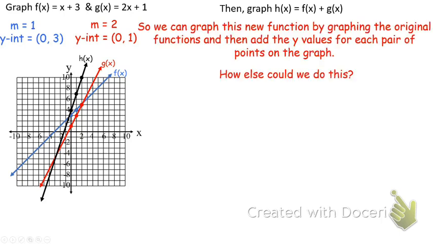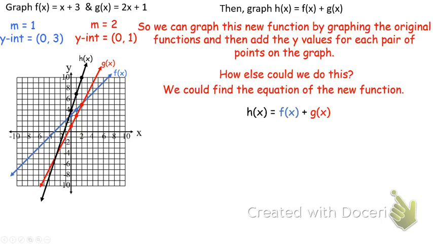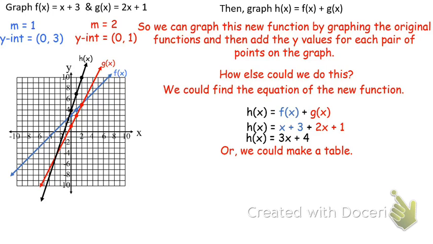But we could also do it just like we did the other problems. We could add the equations together. F of x and g of x could be substituted in and added together. X plus 2x are my like terms there. That's 3x, and 3 plus 1 is 4. So h of x is 3x plus 4. And that's what we see in the graph. It's got a slope of 3 and a y-intercept of 0, 4.